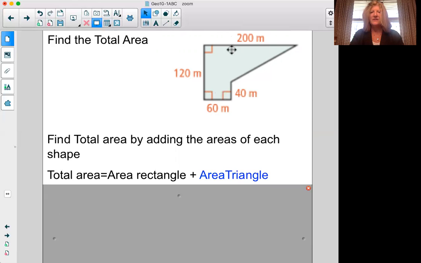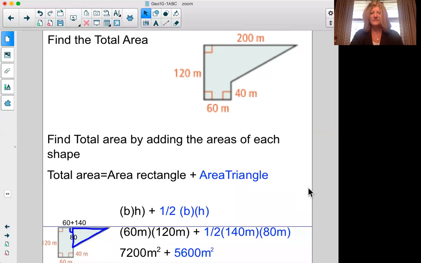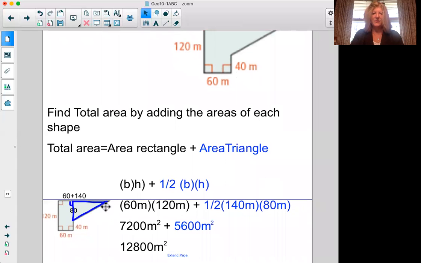So you could add this line here. And when you do, you'd have to figure out that if this is 40 and the whole thing's 120, then this is 80. And here, if you know the total, you know this is 60, what's left over for this side. Once you've done that subtraction, you can calculate the area of the rectangle plus the area of the triangle in blue.